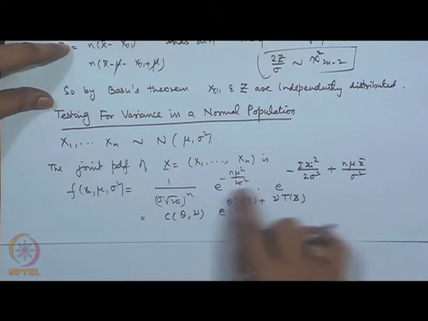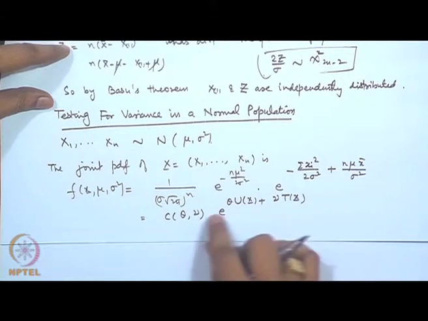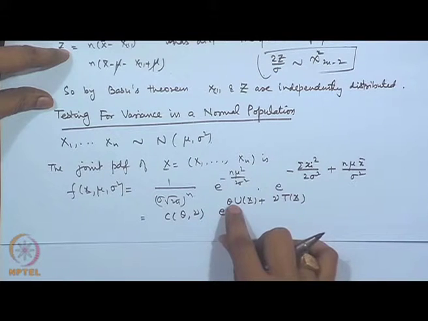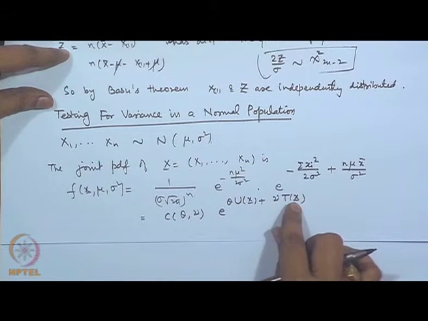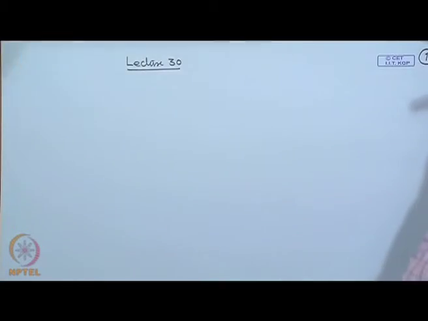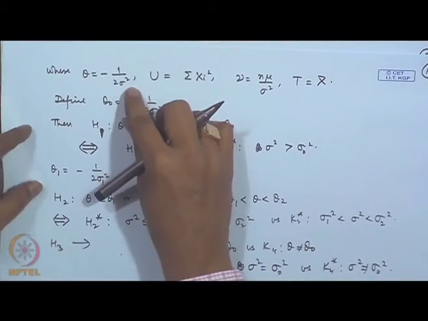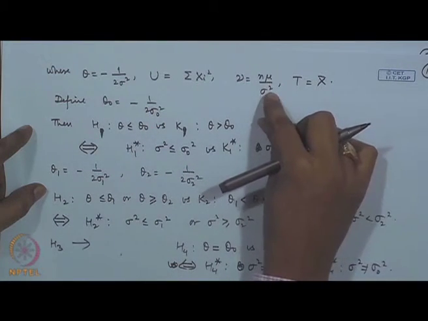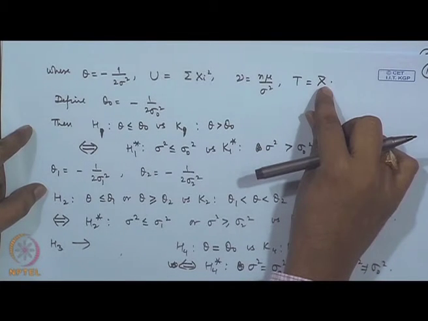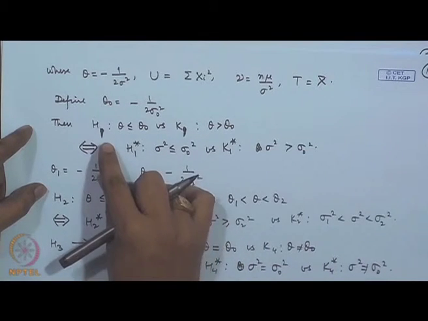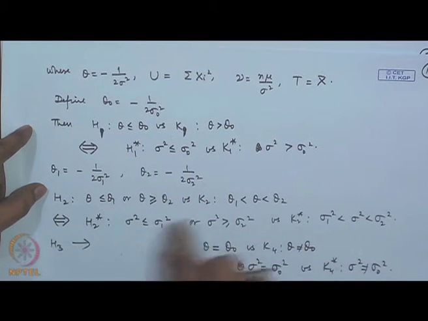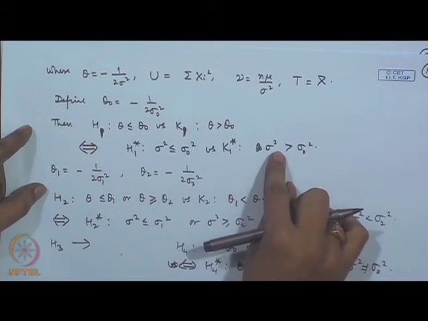The joint density function of x 1, x 2, ..., x n I am expressing in the form of a 2 parameter exponential population, c(theta, nu) e to the power theta u(x) plus nu t(x), where I am defining theta as minus 1 by 2 sigma square, u is equal to sigma x i square, nu is equal to n mu by sigma square, and t is equal to x bar. I have shown that the 4 testing problems H 1, H 2, H 3 and H 4 are equivalent to testing about sigma square.